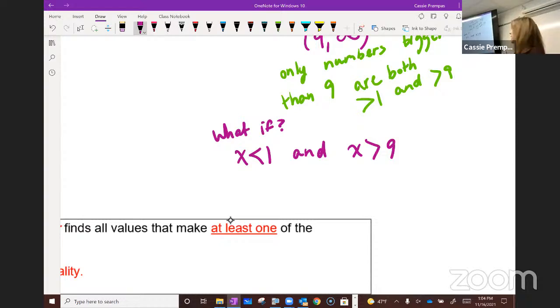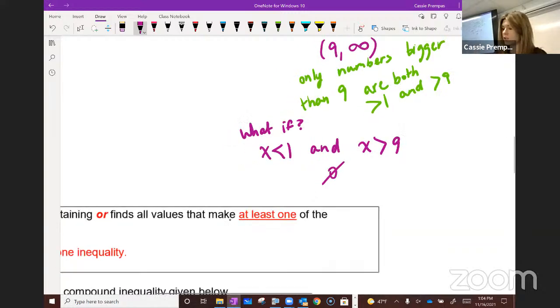So now what if I was in my house and I said, hey, come over to me if you're smaller than 1 and bigger than 9. Is there any person who could fit both situations? No, there's nobody that can be smaller than 1 and bigger than 9 at the same time. So this one would be a case where there's actually no solution. If I said, hey, come to me if you're smaller than 1 or bigger than 9, I should have some kids coming to me, but not if I say and.